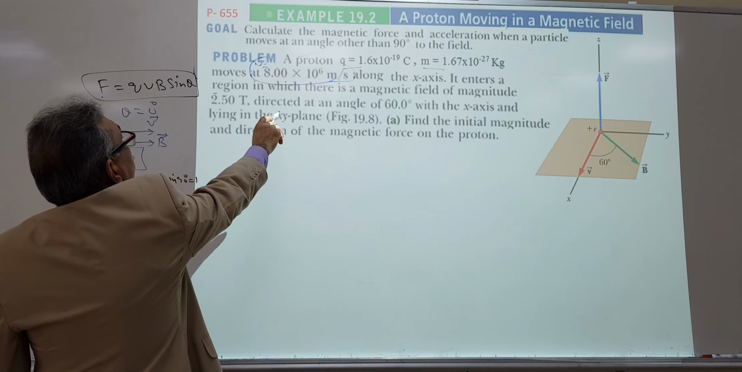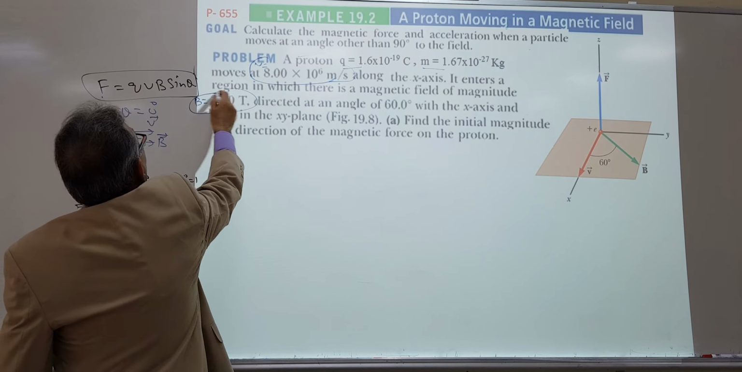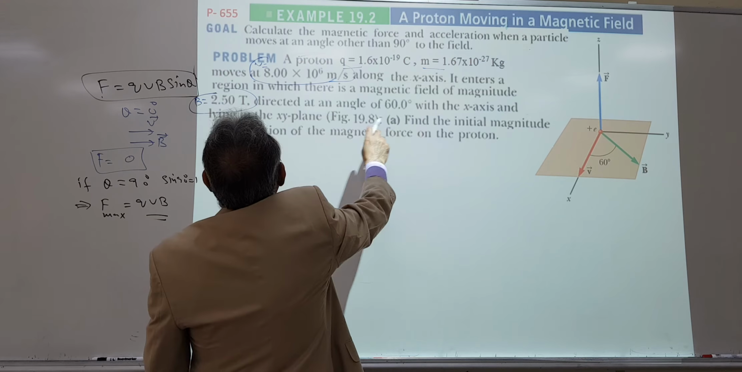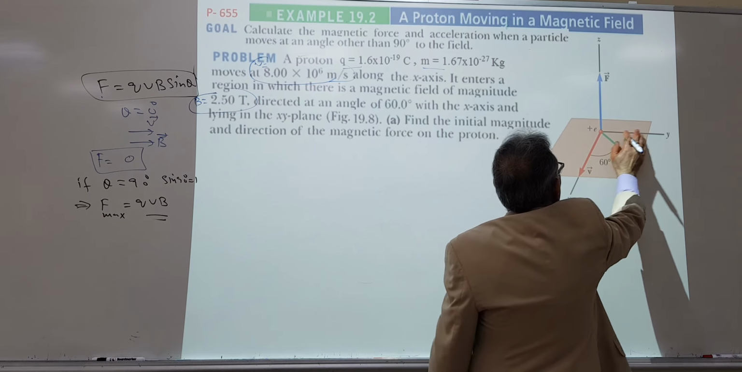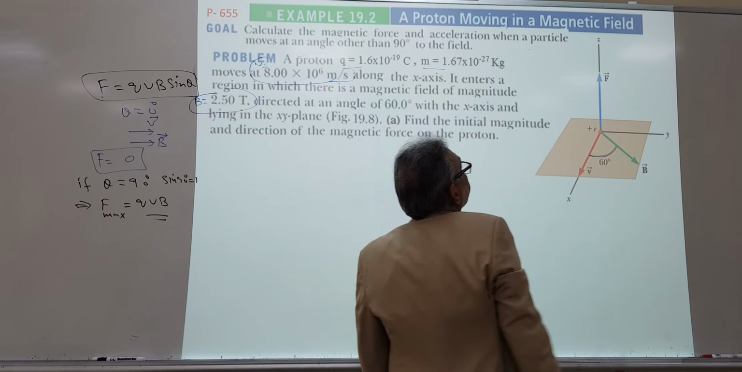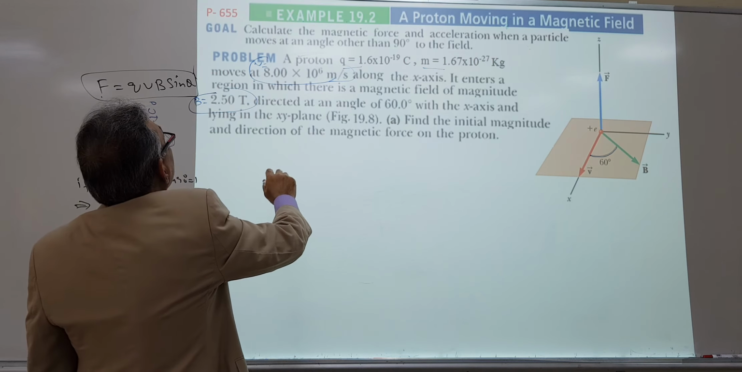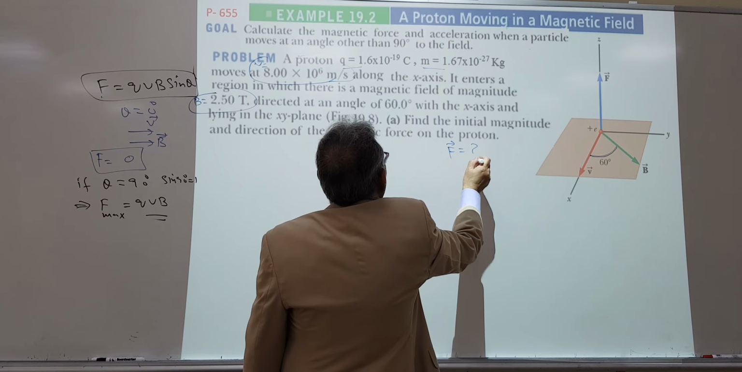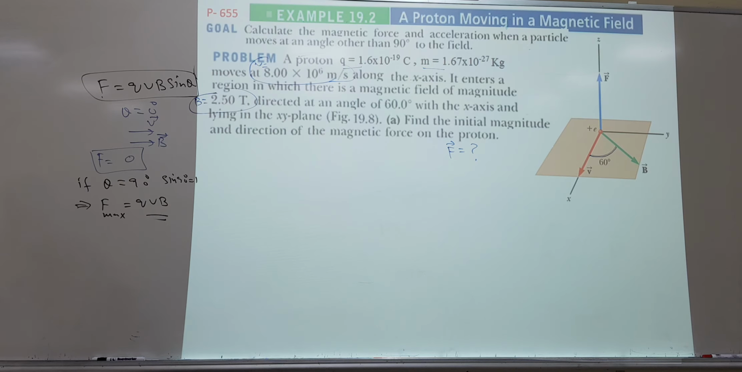It enters the region in which there is a magnetic field, B equal to 2.5 Tesla, directed at an angle of 60 degrees with the x-axis, lying in the xy plane. So this is the x-axis, this is y. This is the xy plane, 60 degrees from the x-axis towards y. Find the initial magnitude and direction of the magnetic force. So you have to find the magnetic force. That is the A part of the question.